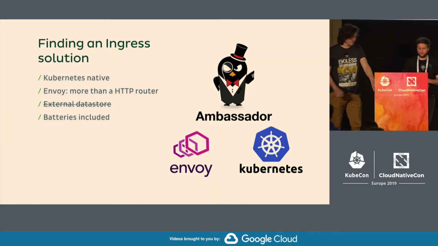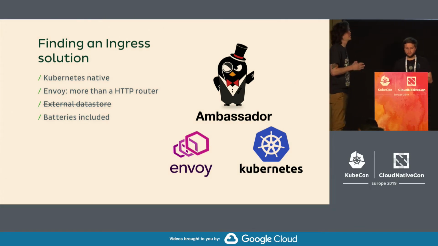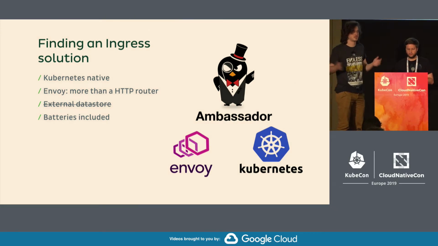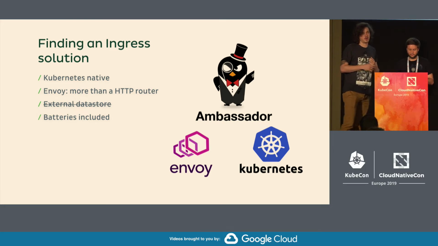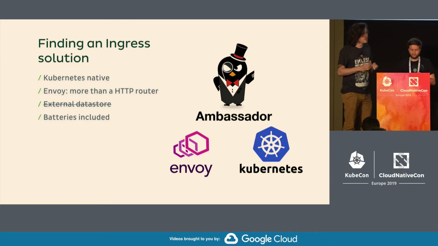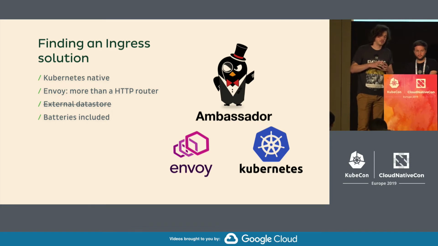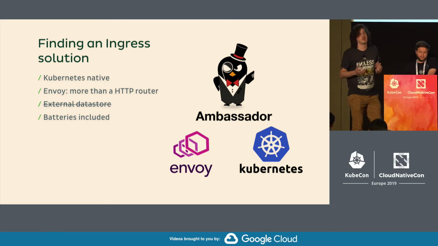So at first, we intended to use Ambassador just as an Ingress solution. And you probably know that there are other Ingress solutions for Kubernetes. But the difference is once we needed API gateway features and API gateway capabilities, Ambassador was there, ready to use, and really easy. Under the hood, Ambassador uses Envoy.